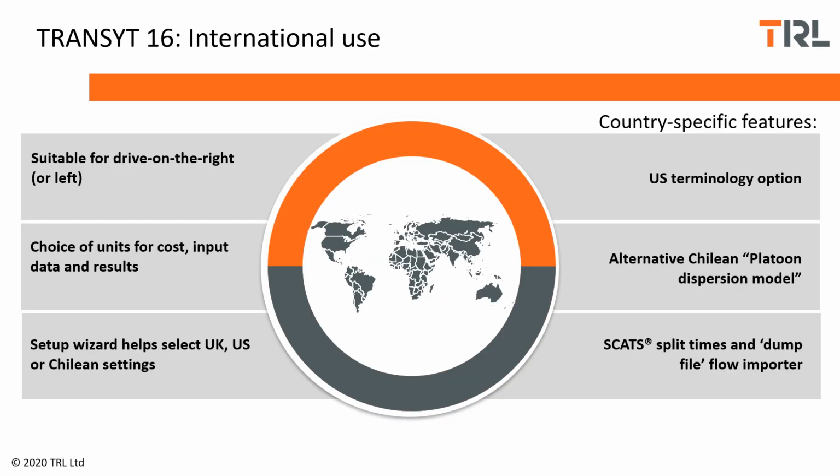Getting towards the end of the presentation now, a few things just to mention about international use. It's suitable for driving on the right and driving on the left. There is some choice of units, so you can choose the units of cost from pounds to dollars or whatever you want, and input data and results can be changed for various units as well. You've also got a setup wizard to choose between UK, US and Chilean settings. And you might think that's an odd selection, but it'll become clear why that's on there.